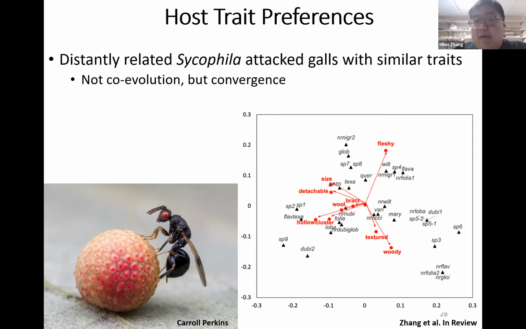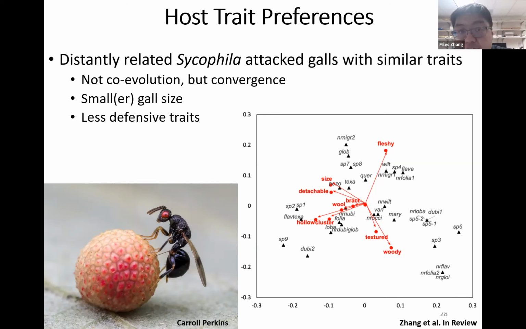Well, it seems like distantly related Sycophila can attack galls with similar traits, right? We determined this using the phylogenetic tree. If they're closely related, they should have shorter genetic distance from each other, but then they're attacking similar galls. So what this means is that they did not co-evolve with their hosts. It's not like parasitoid species A divided into B and C as its hosts divided into B and C, right? So this is more of a convergence, and they're converging on specific traits. In this particular case, smaller gall size and less defensive traits.